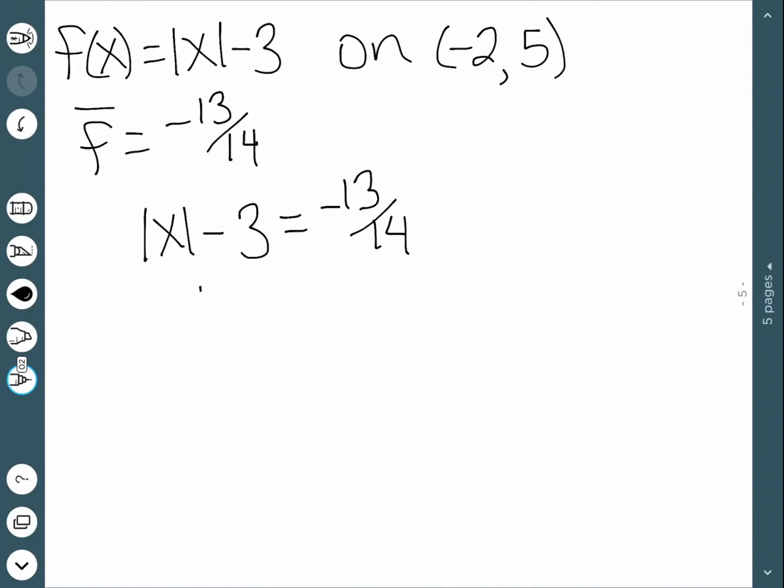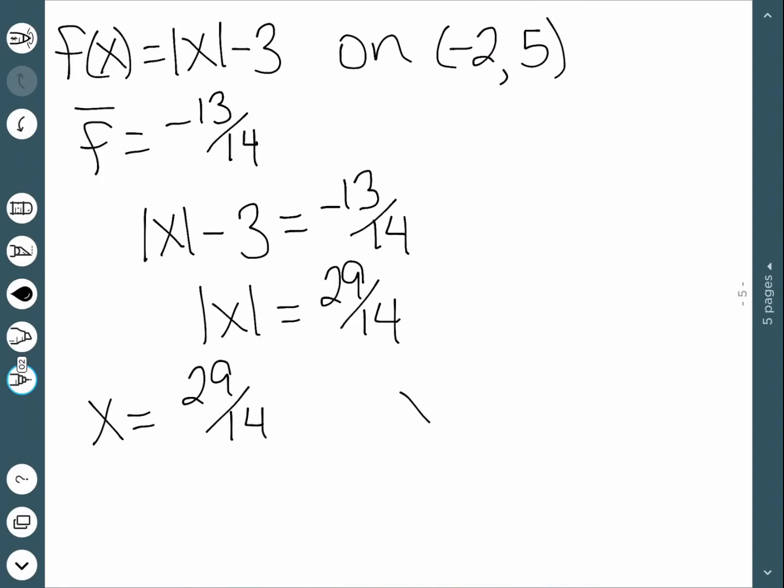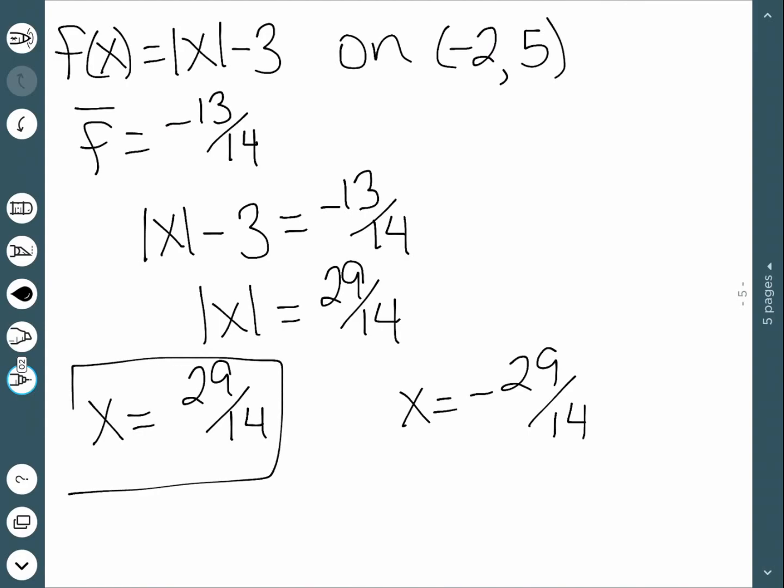If I add 3 to both sides here, I get 29/14. And using absolute values, x is 29/14 or -29/14. Well, 29/14 is roughly 2.07. So this is in my interval, whereas -2.07 is just outside. But we did satisfy the mean value theorem. We knew the average value, and we found a point where the function was equal to the value.